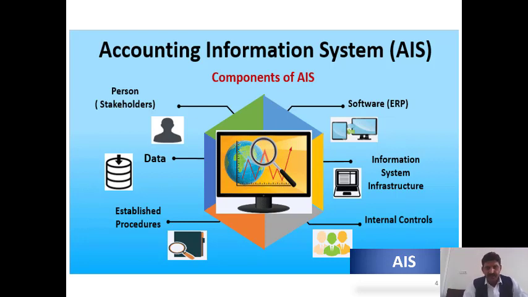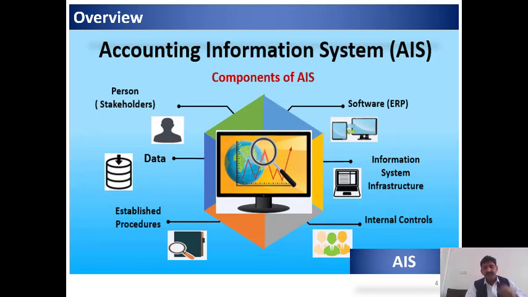I hope you understand. Let me revise it once again. Accounting information system overview is the scope of study. These are the different topics we will study here. These are the different modules we will study here, and how it could be designed, how it could be developed. We will study software, the external and internal users, information system infrastructure, data, procedure, and internal control. And there are many things which we will study in detail. I hope you understand the overview of the accounting information system.